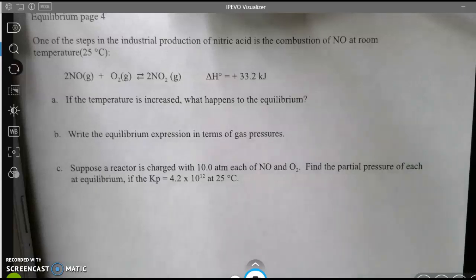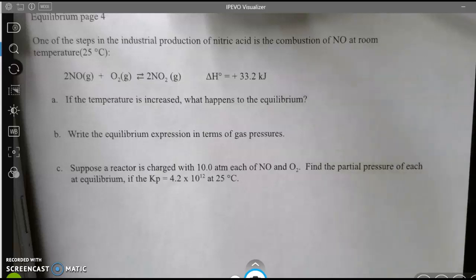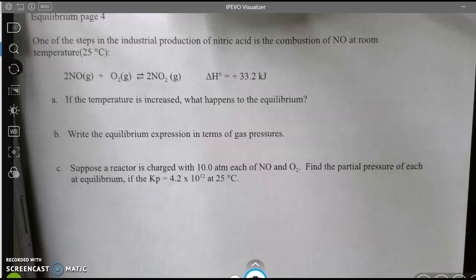This video is just more examples of solving equilibrium problems. So, first example, one of the steps in the industrial production of nitric acid is the combustion of nitrogen monoxide at room temperature, 25 degrees.